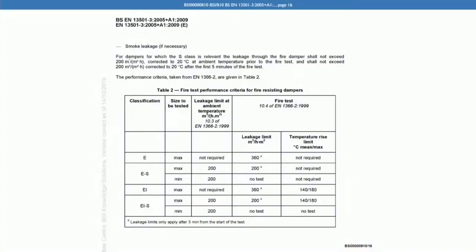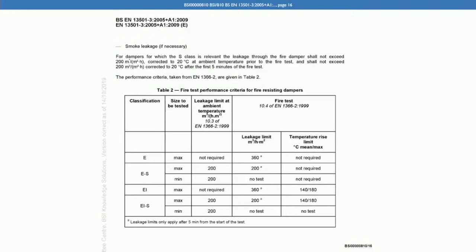Here we've got a table which provides some more information about the different performance criteria for fire-resisting dampers, Table 2. And we can see that for the first classification in the table, E, the integrity, we can see the 360 metres cubed per hour per metre squared leakage limit for integrity. Do you see that? Yes. And then the next row down shows that for ES, for integrity and smoke, that the maximum leakage limit is 200 metres cubed per hour per metre squared. Do you see that? Yes, at ambient temperature, yes.